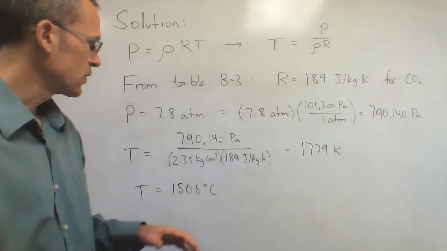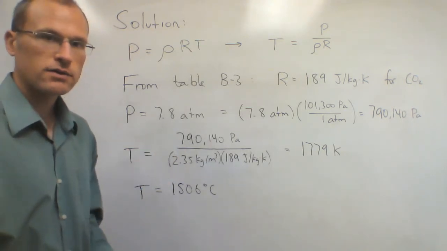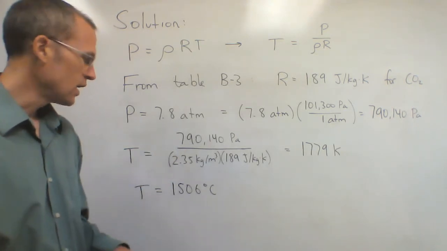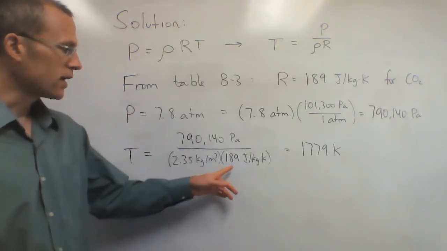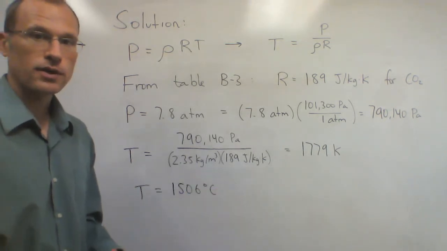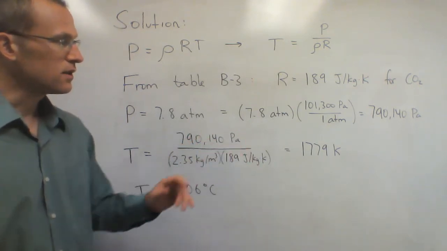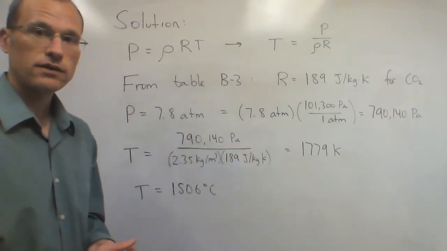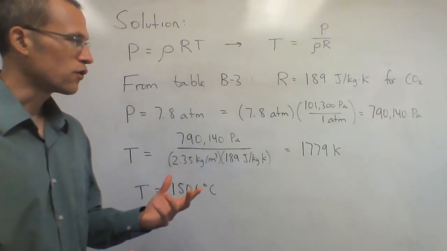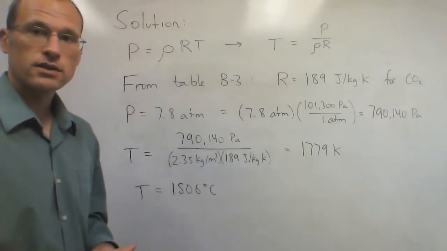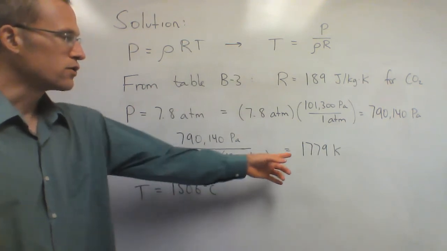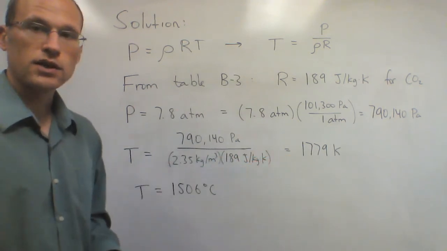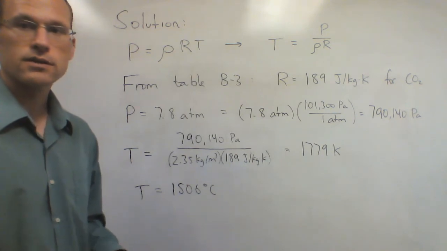So my temperature, with that pressure, 790,140, density 2.35 kilograms per cubic meter, and then my R value, 189 joules per kilogram Kelvin, gives me 1779 kelvins. And then I can convert that into Celsius by taking away 273 degrees, which gives me 1506 degrees Celsius for that temperature.